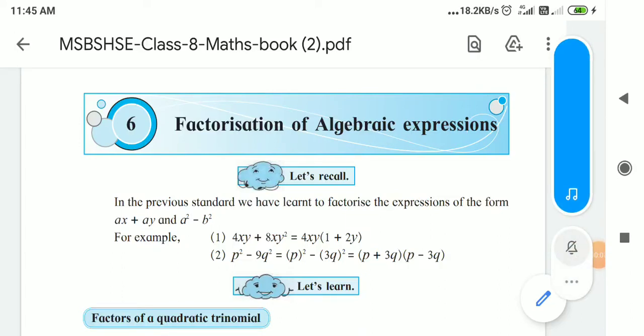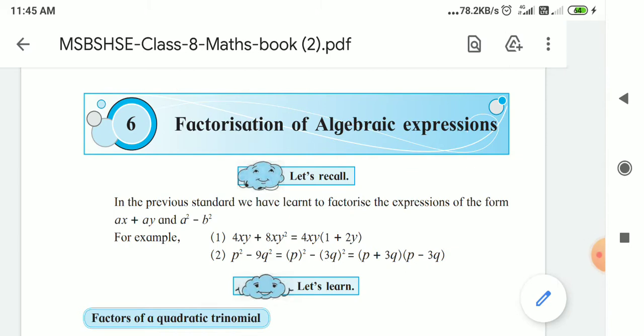Lesson number 6, factorization of algebraic expressions. I think I have taken the revision of all the 5 lessons that we have for the syllabus for our unit test, and so 2-3 days are there for this. You just do revision by yourself, and today we are starting the new lesson, lesson number 6, the factorization of algebraic expressions.